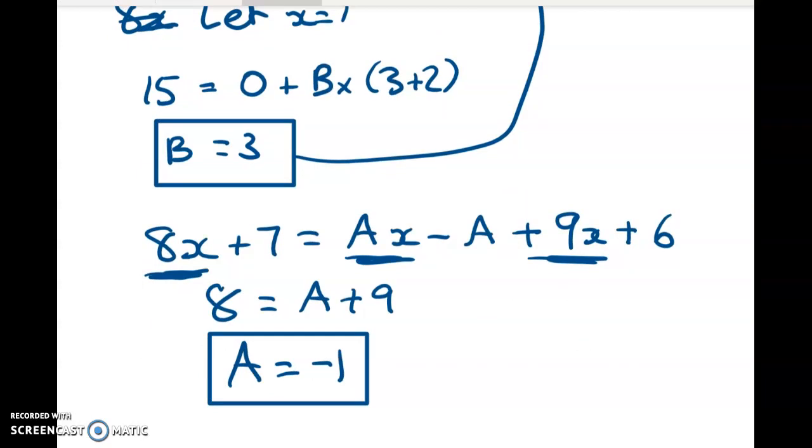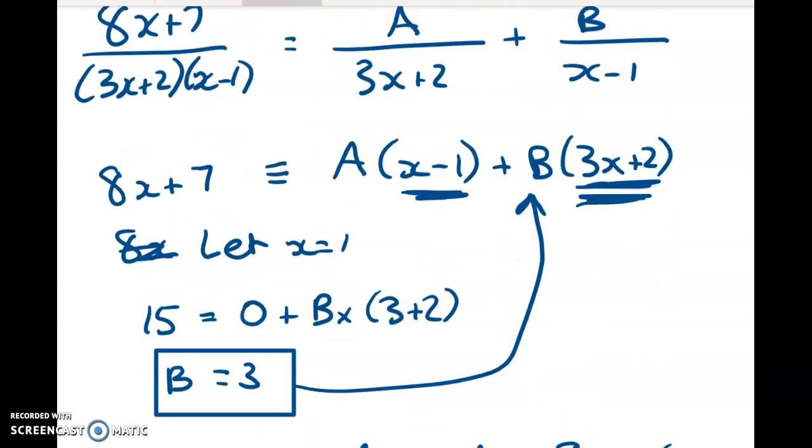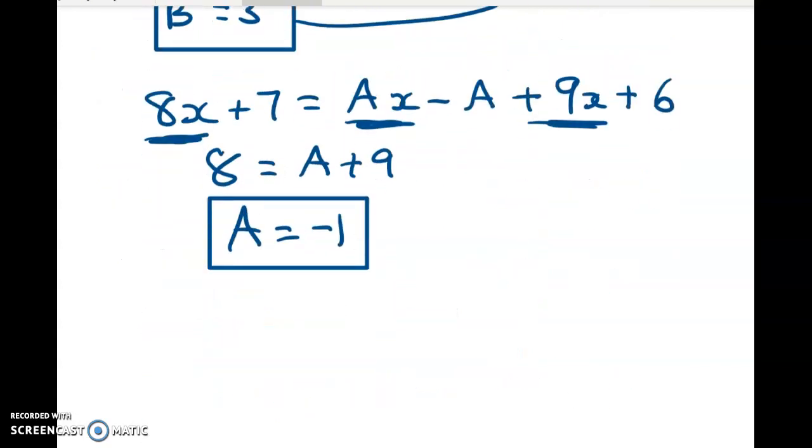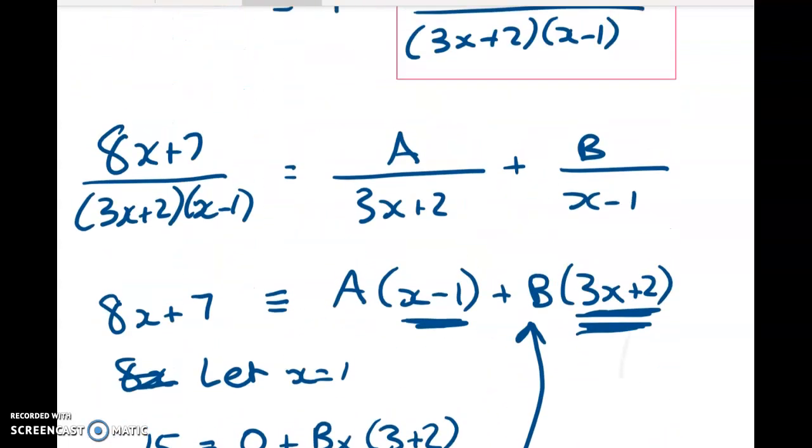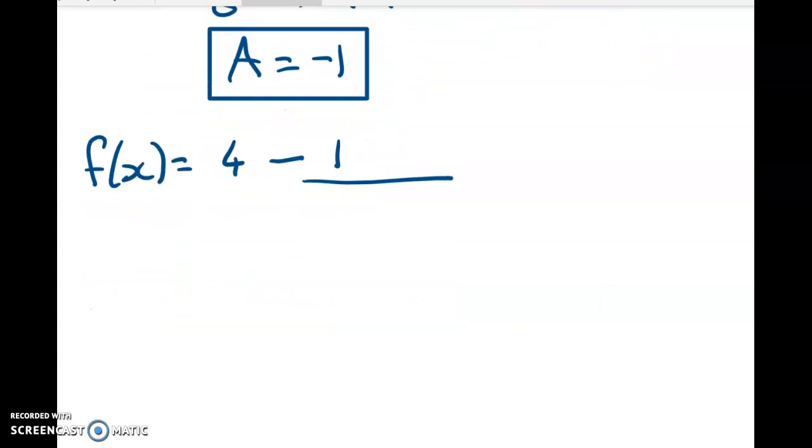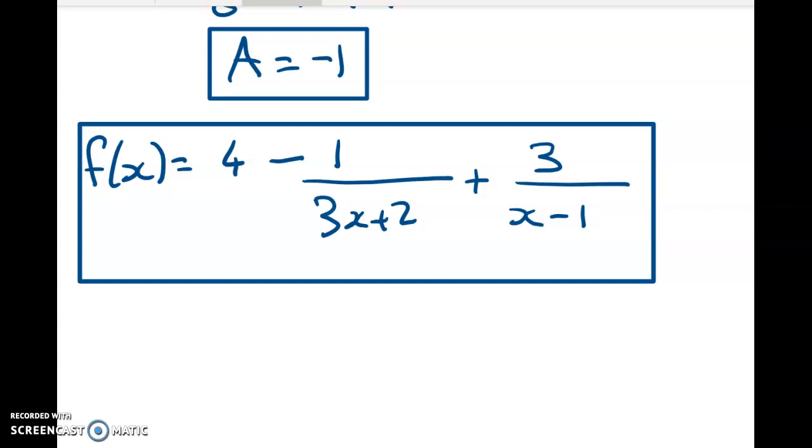I quite like that way as soon as we've got to work with fraction substitution in here, because I think that's where some of you are more likely to make mistakes. So we've finished the problem now, we just have to write it out nicely. So f of x is going to equal 4, take away 1, a was the one going with the 3x plus 2, so it's minus 1 over 3x plus 2, plus b, which was 3, so 3 over x minus 1. Okay, just keep on sending in the questions and I'll do some more videos later on.